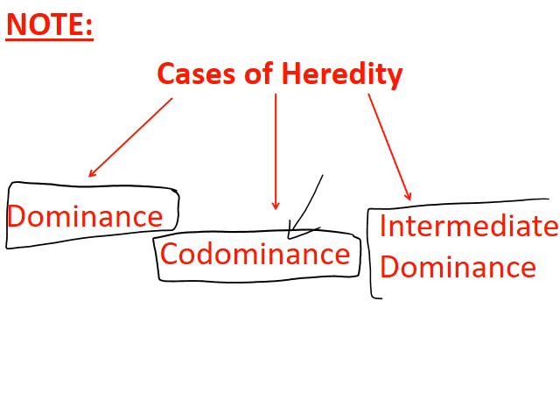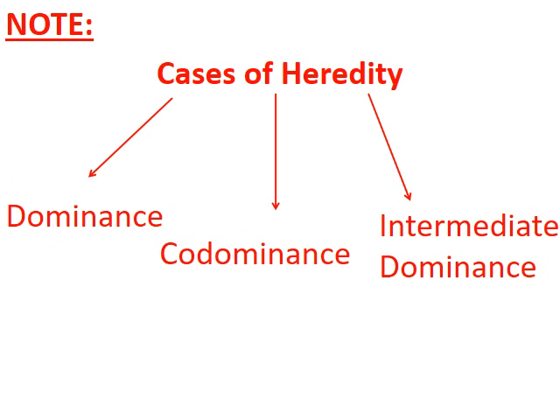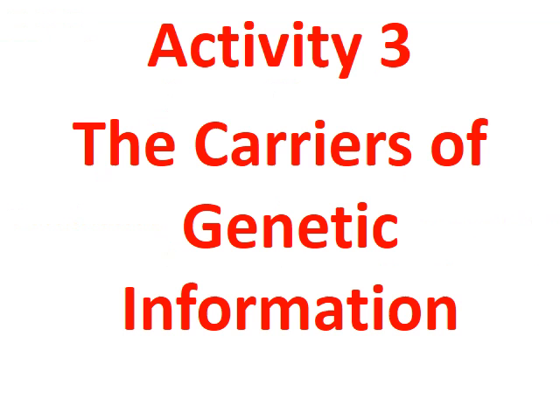Intermediate dominance, where there is a color which is intermediate between two colors. For example, in class we solved about the flowers. The flowers were, for example, white flowers crossed with red flowers. The obtained color is pink. Pink is an intermediate color, in the middle between white and red. These are the cases that we talked about: dominance, codominance, and intermediate dominance.